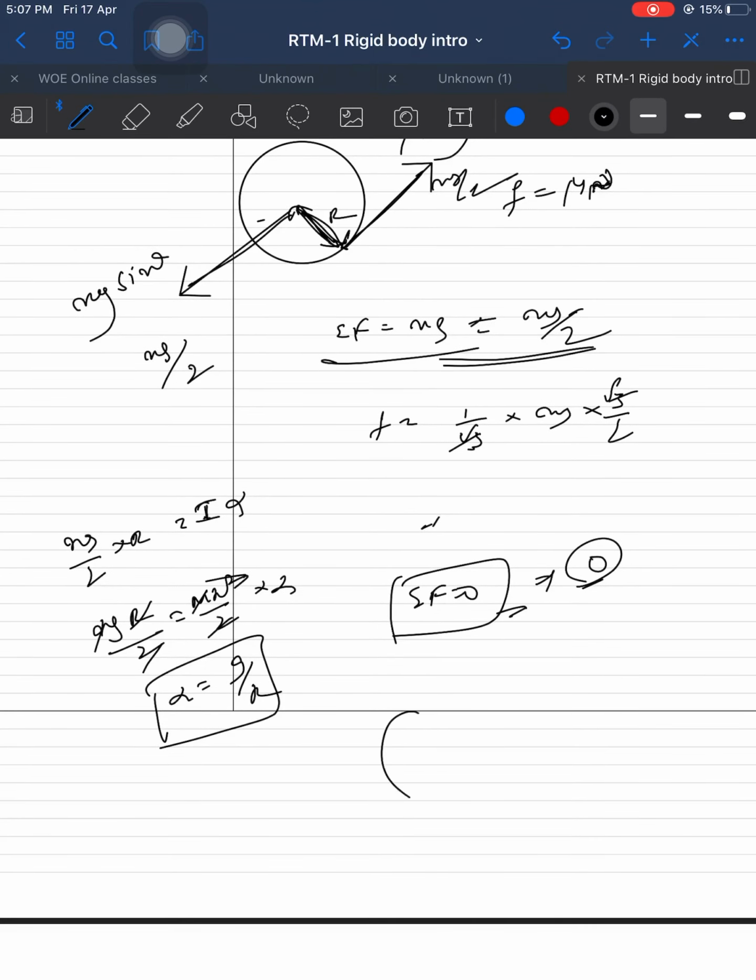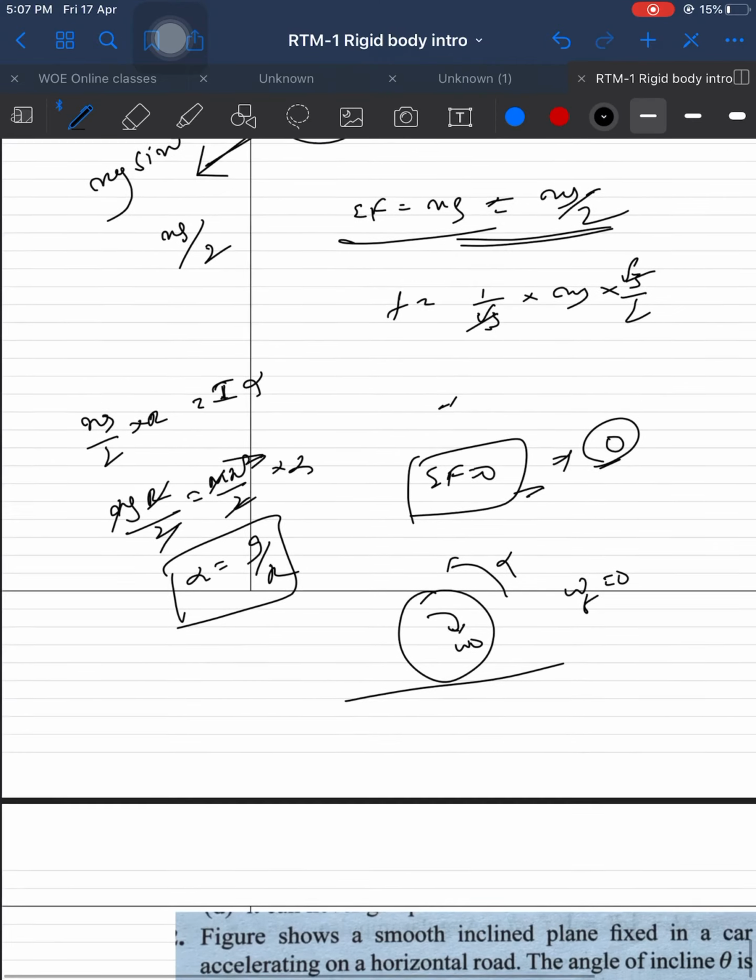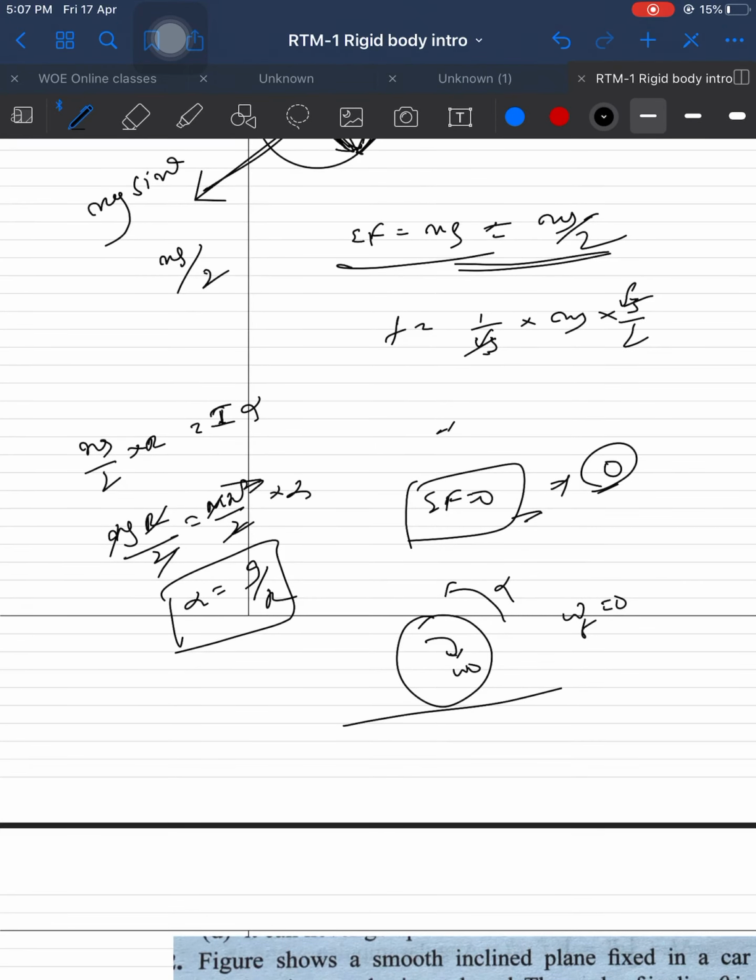With this rate, the body's angular velocity omega naught is in this direction, but alpha is in the opposite direction, till the time the final angular velocity becomes 0. Till then it will be rotating there only. If you want to calculate how much time it will rotate, we have the formula omega equals omega naught plus alpha into t. Final omega is equal to 0, initial omega is equal to omega naught.